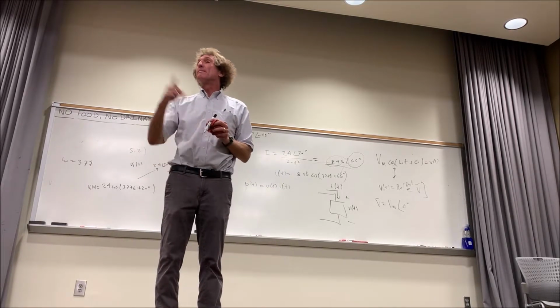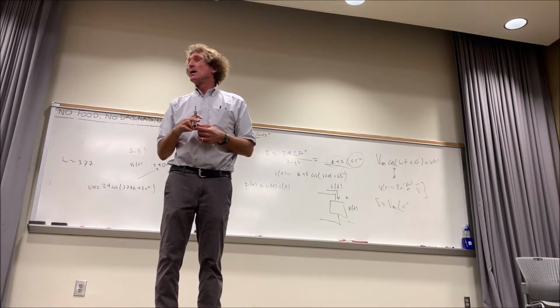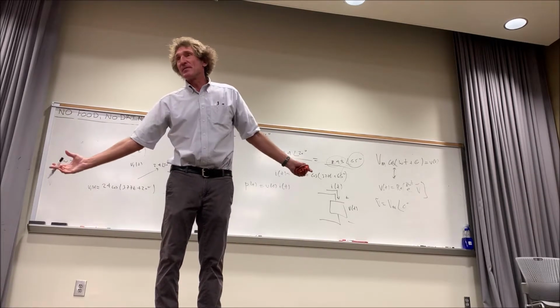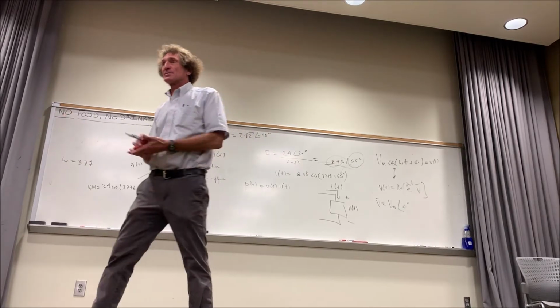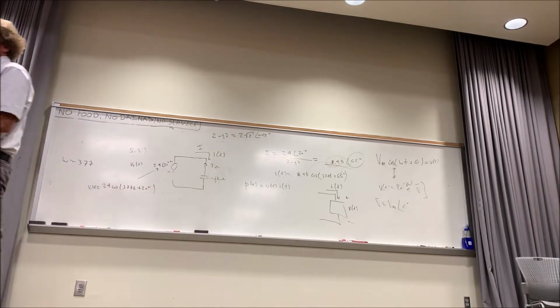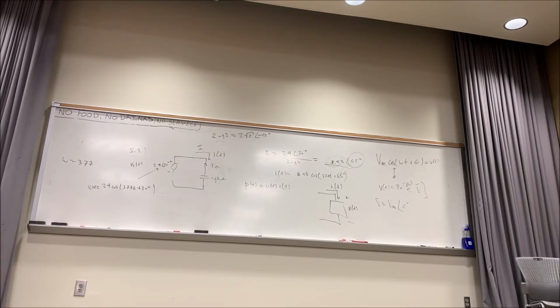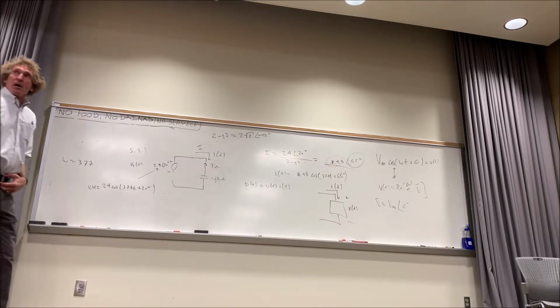Where does your 377 come from? It's given in the problem. If you want to know the truth, I'll tell you exactly where it comes from. The wall circuit here is at 60 hertz. In radian frequency, it would be 2 pi times that, 120 pi radians per second, right? That's 377 radians per second. Anybody else? Okay. Good.